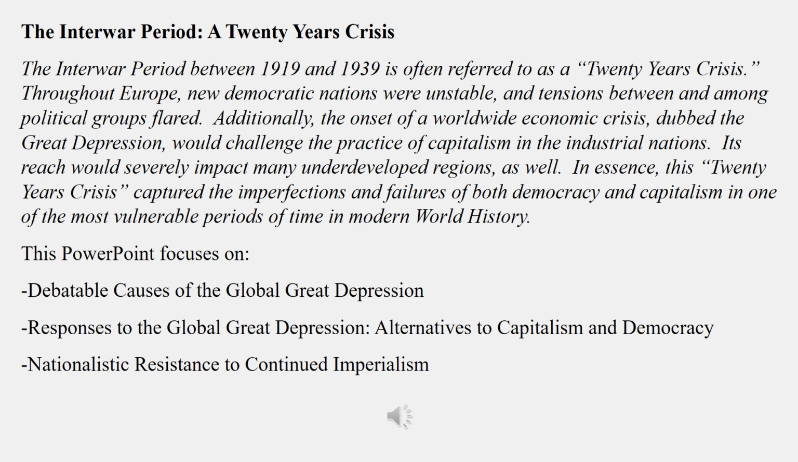In essence, this 20 years crisis captured the imperfections and failures of both democracy and capitalism in one of the most vulnerable periods of time in modern world history.